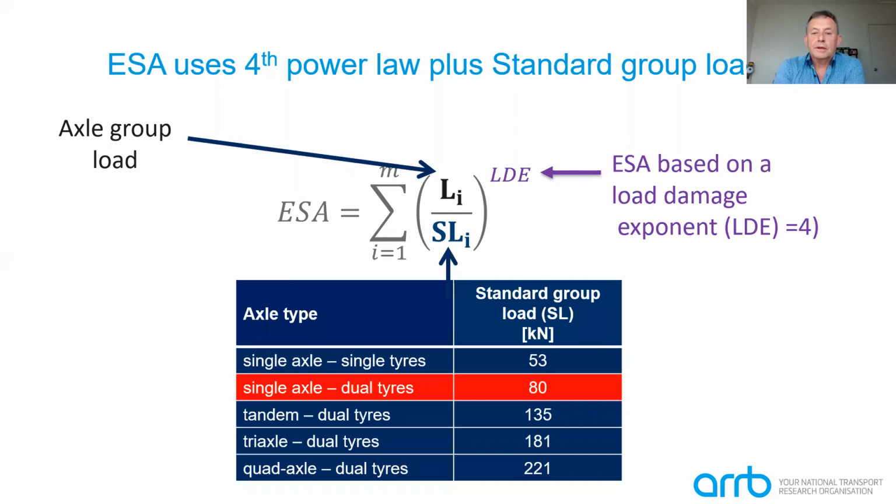So therefore, this is our method of calculating the ESA. It uses the fourth power law, and it also uses the standard group loads that I talked about earlier. So you divide the axle group load by the standard load and take it to the fourth power, and that is the equivalent number of passes of a standard axle that would cause the same damage of that axle group type with that axle group load.